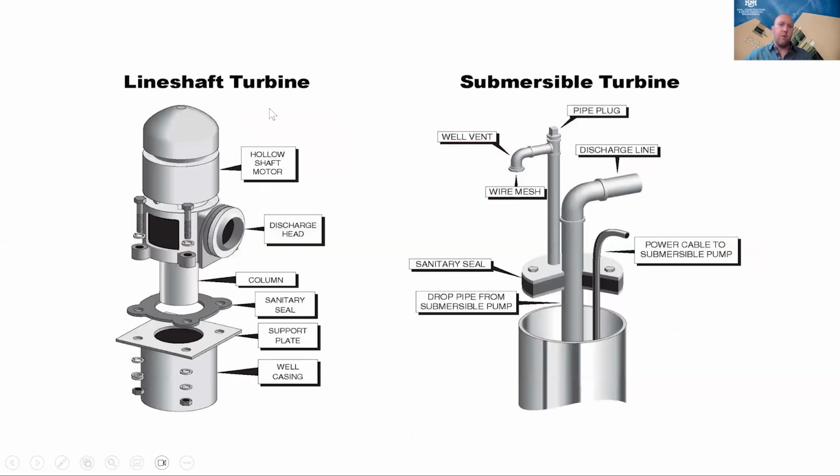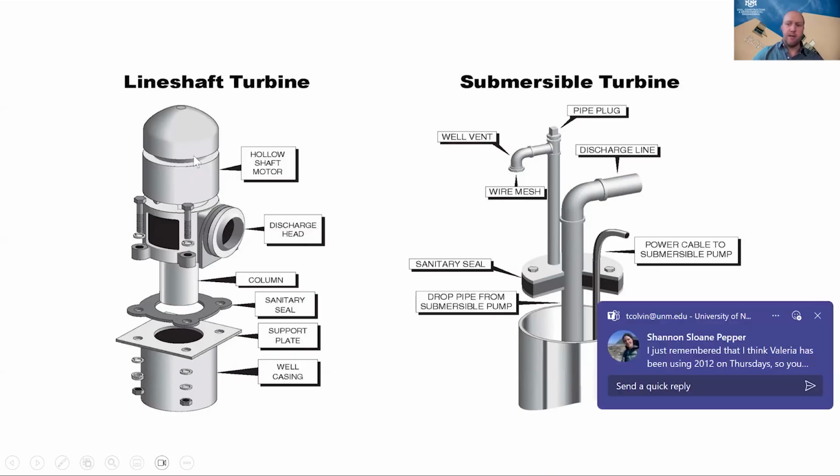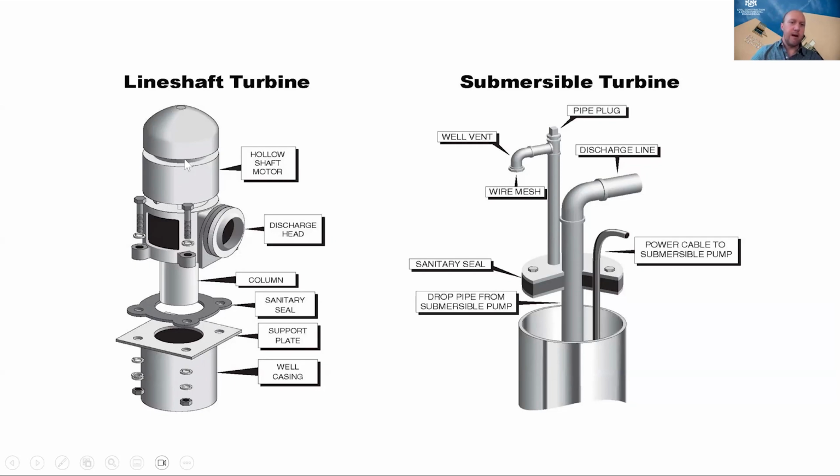Okay, so now if we look at the actual well itself, there are a few different kinds of wells and ways they are pumped. This one on the left is called a line shaft turbine pump, or an inline turbine pump. With this one, the motor is on the top and there's a shaft going down all the way to the bottom of the well into the aquifer, and that's where the impellers are. The impellers are what actually push water up the drop pipe and then out this discharge head right here.